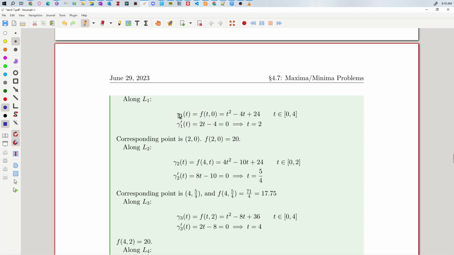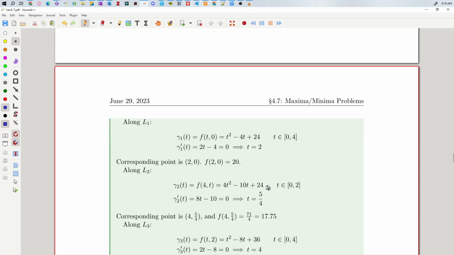Continuing, you have gamma 1, which I'm using to describe the path along the line segment L1. Taking its derivative, which should be pretty clear, and solving for the critical point, you get t is equal to 2. That corresponds to the point (2, 0) for the way that we've parameterized this line segment. So (2, 0) is a boundary critical point. Then we plug that in.